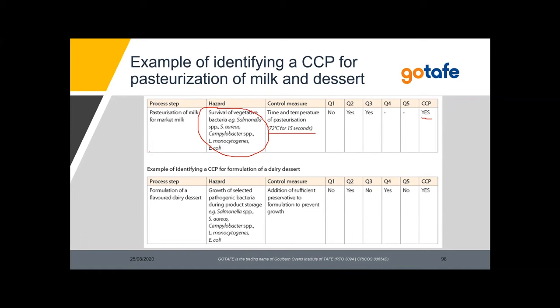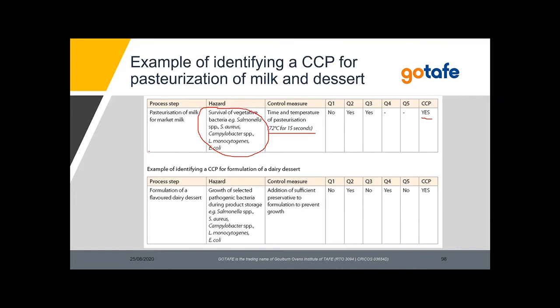So you can put some control measures in there, such as adding enough preservatives, chemicals in the formulation, and prevent it from growing. Okay, so let's go through those 5 questions and find out whether that's going to be a critical control point. For question 1, I want to go back to that slide again. Question 1 basically asks whether there's a prerequisite program for this. So the answer is no, there's no prerequisite program.